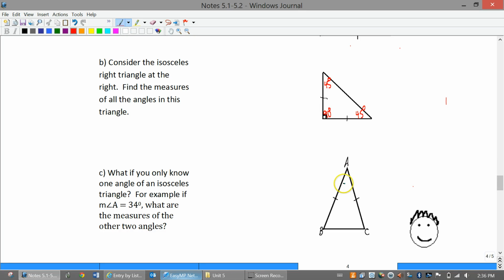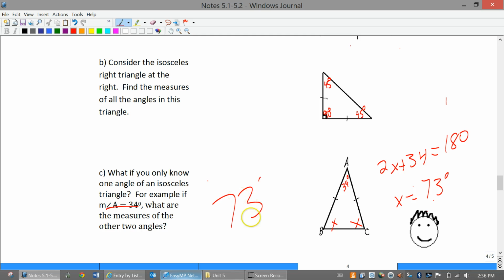Same thing here. A is 34 degrees. Isosceles triangle. Yeah, it's from the description. Isosceles triangle, 2 congruent sides, 2 congruent angles. So what's left? We can mark these guys as x. So 2x plus 34 equals 180. And you get x is 73 degrees.